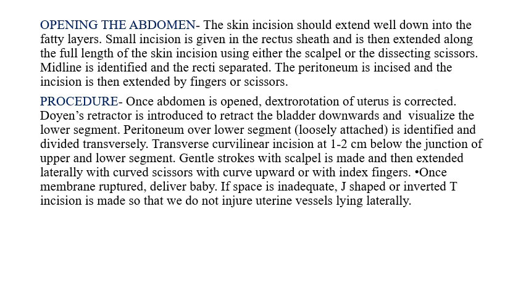Next, transverse curvilinear incision is made at 1 to 2 centimeter below the junction of the upper and lower segment. Gentle strokes with the scalpel are made and then extended laterally with curved scissors with curve upwards, or we may also extend it with our index fingers. Once the membrane is ruptured, we deliver the baby. If the space seems to be inadequate, we may go for a J-shaped or inverted T incision so that we do not injure the uterine vessels which lie lateral to the uterus.